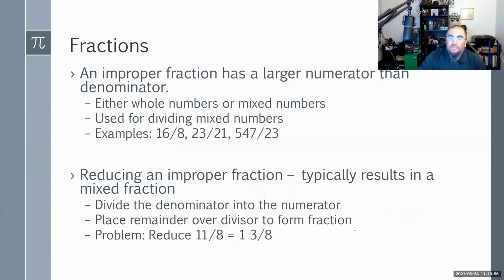I said an improper fraction has a larger numerator than denominator, right? It either uses mixed numbers or whole numbers. It's used for dividing those mixed numbers. So in this case, we have 16 over 8. 16 over 8 is actually 2, but that's an improper fraction because the numerator is greater than the denominator. 23 over 21, or in this case, 547 over 23.